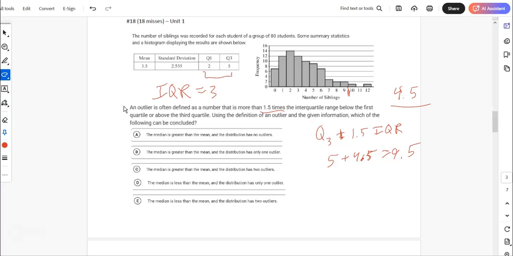So 18. It definitely has a couple of outliers there. The ones at 10 and 12 are both outliers. It has 2 outliers. Only one has 2, so it's one of those.